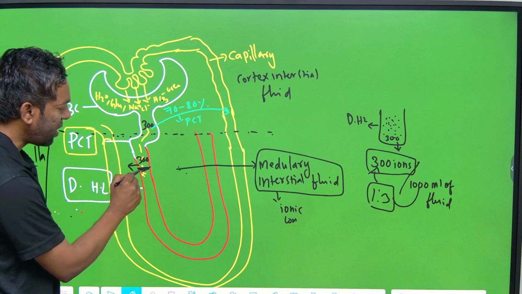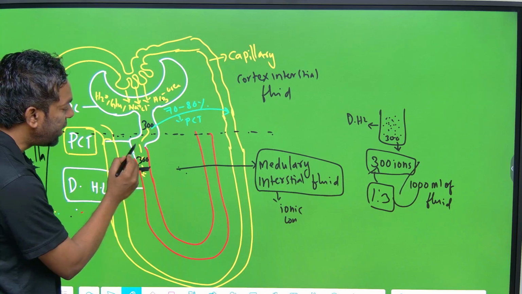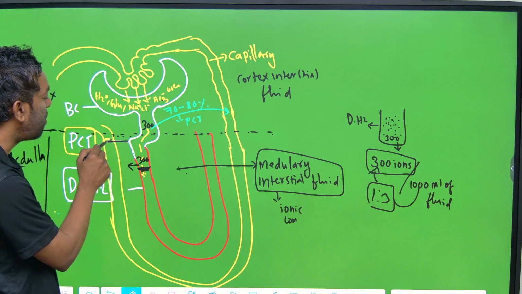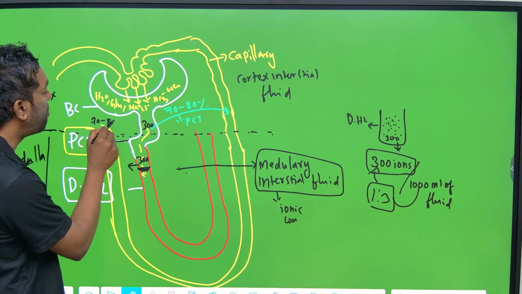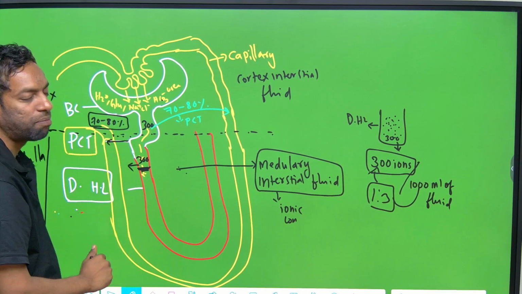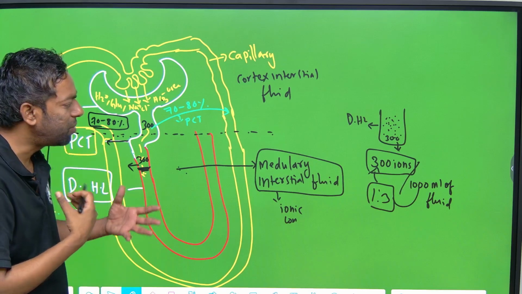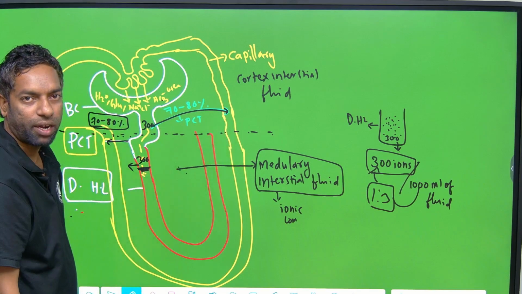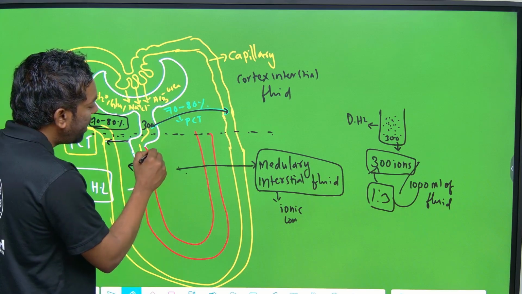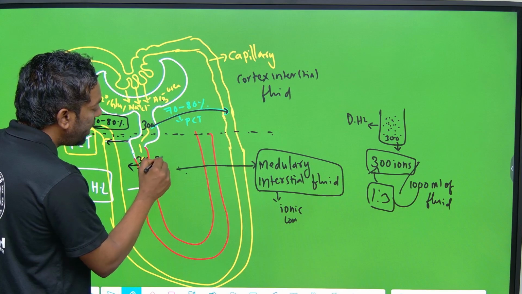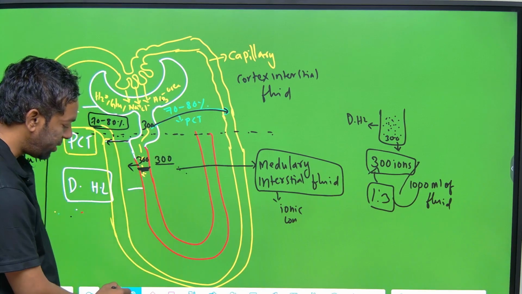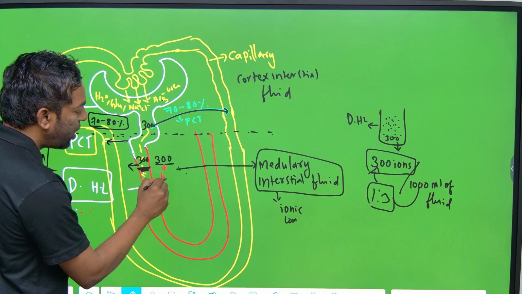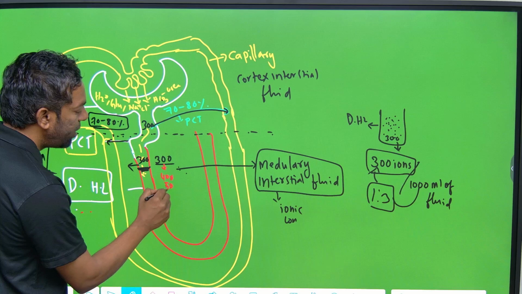Just assume this is the lumen of the nephron, which is 300 osmolarity, because in the PCT almost 70 to 80% reabsorption takes place. At the same time, ions are also reabsorbed. Where does it take place? It takes place into this capillary network, into the blood. Here 300 osmolarity is there in the medullary interstitial fluid, later on 400 is there, 500 is there.